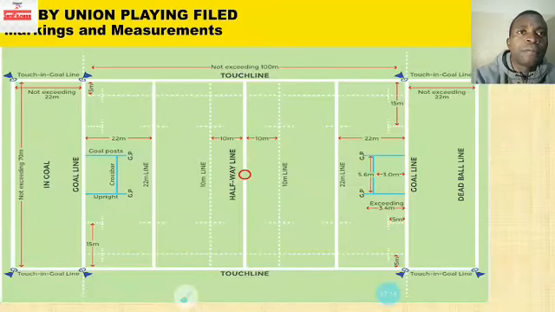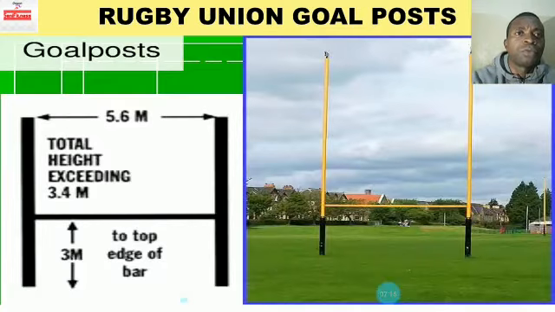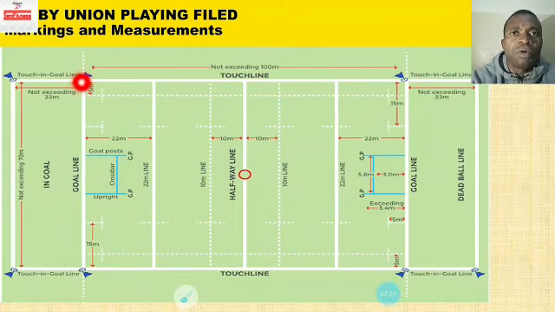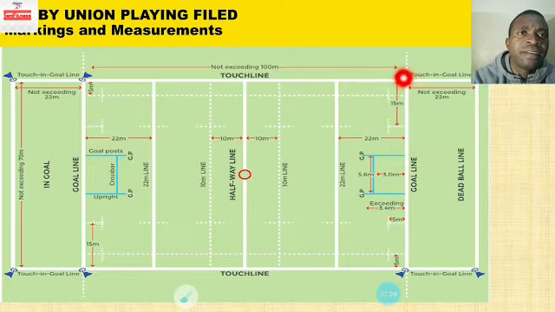Okay, quickly, let me also talk about the length of the touch line. So from one goal line to another goal line, the length is from 94 meters to 100 meters. So the length of the touch line must never exceed 100 meters. It is from 94 meters to 100 meters.